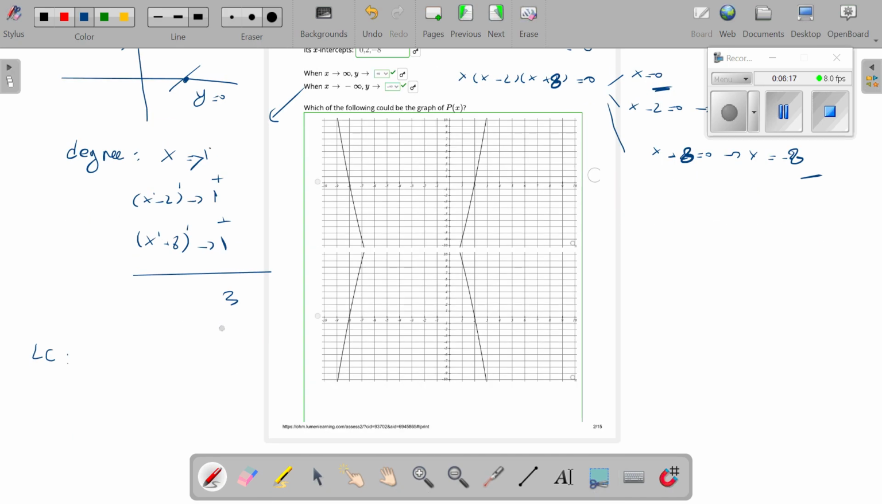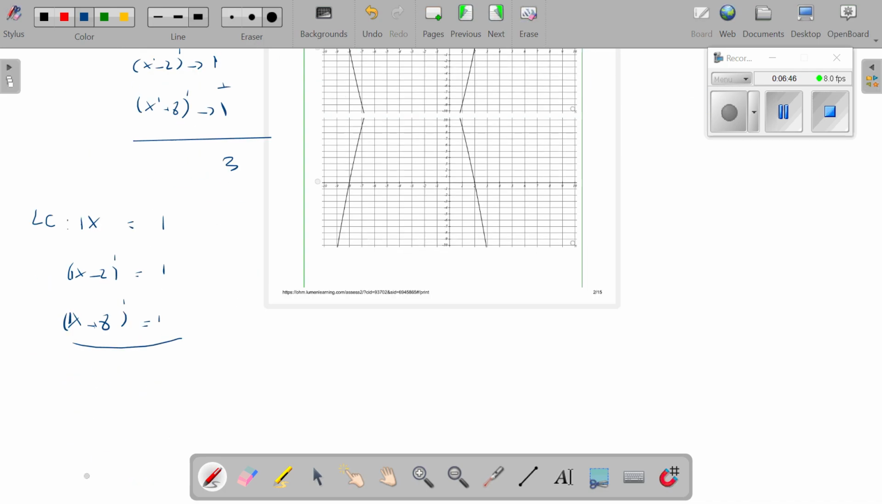Okay, so the factors are x, x minus 2, and x plus 8. Leading coefficient of x is 1. Leading coefficient of x minus 2 is 1. And since the power is also 1, 1 to the power 1 is 1. X plus 8, the leading coefficient is 1. And the power is also 1. 1 to the power 1 is 1. And this time, you're going to multiply them. You're not going to add them. So 1 times 1 times 1 is equal to 1.